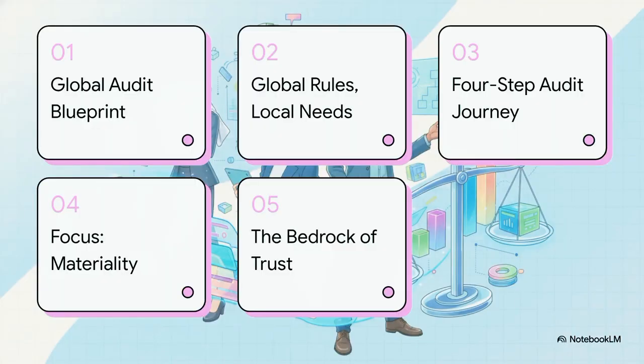So here's the plan. We'll start by unpacking what this blueprint is. Then we'll see how it cleverly balances global rules with local needs. After that, we're going to walk through the 4 key steps of the audit itself, and then zoom in on the most critical concept of all, materiality. And finally, we'll see why this whole system is really the bedrock of our global economy.